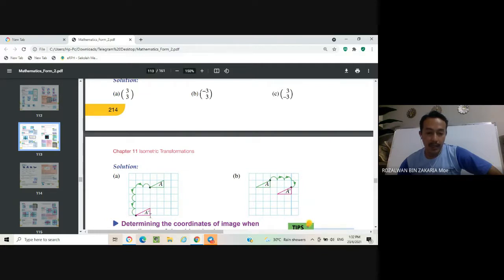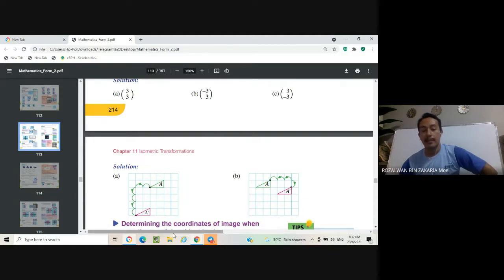After you already get the points of the image for the object A, you just join the points. Then you will get the image, A prime, the image of the object A like this. This is the answer for A.